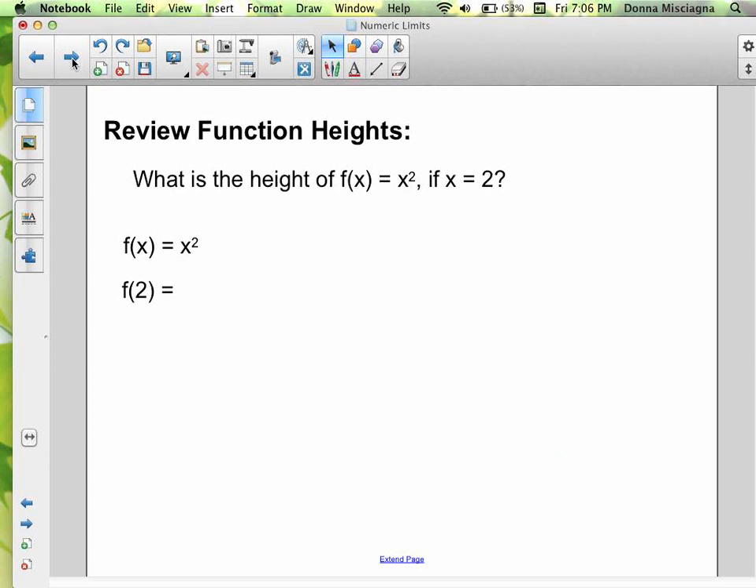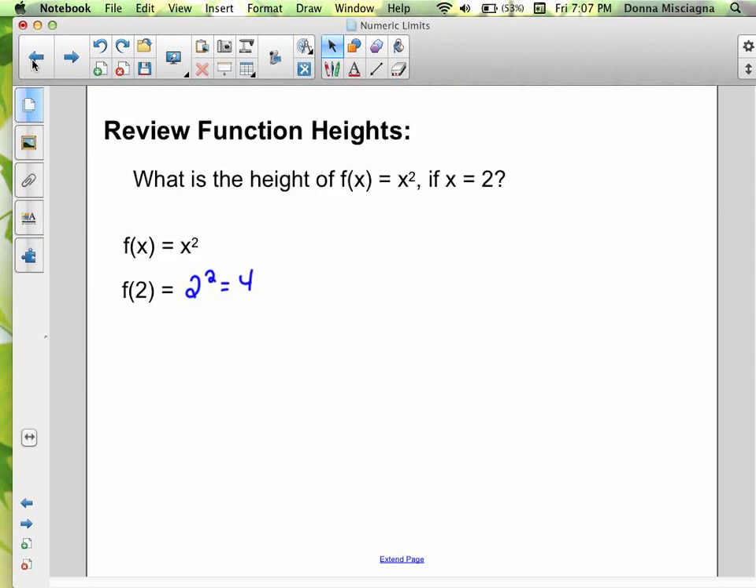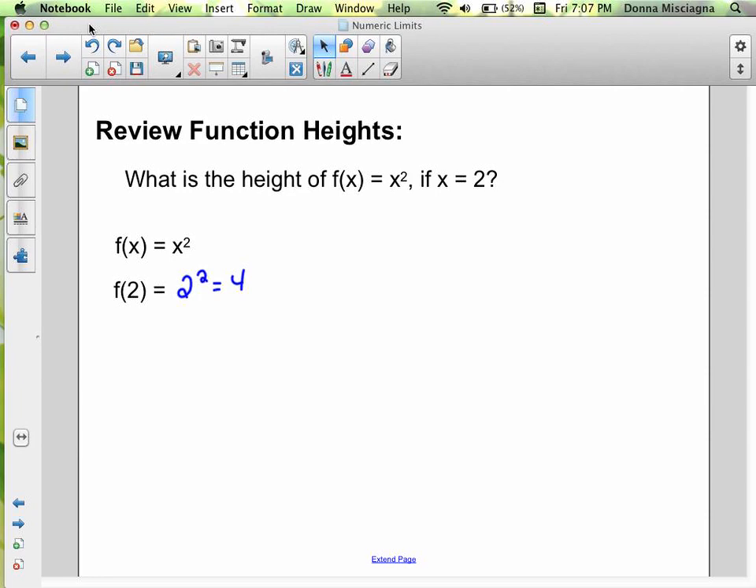Let's talk about heights of functions. So heights of functions are the value of y. So for instance, what's the height of f of x equals x squared if x equals 2? Well, here we can just plug that in, right? The value of f of x when x equals 2 is just going to be 2 squared or 4. So sometimes our functions reach the height they intend. In this case, if we think of the function f of x equals x squared, the function equals 4. It reaches 4 when x equals 2. It reaches the height it intends to reach.